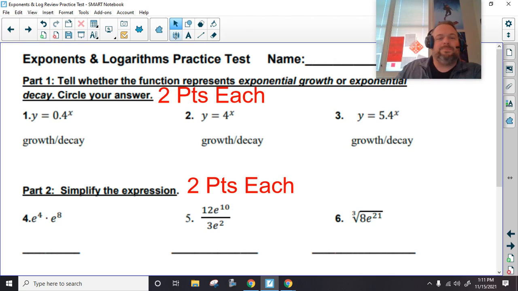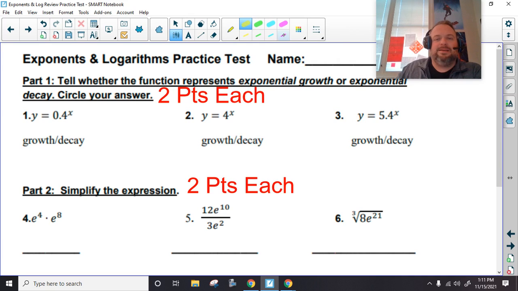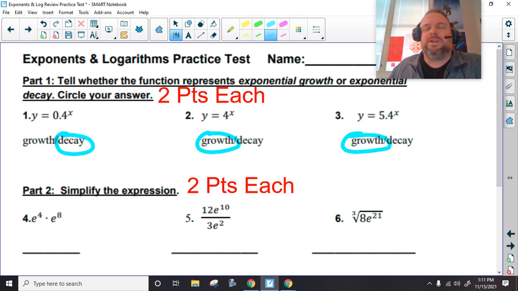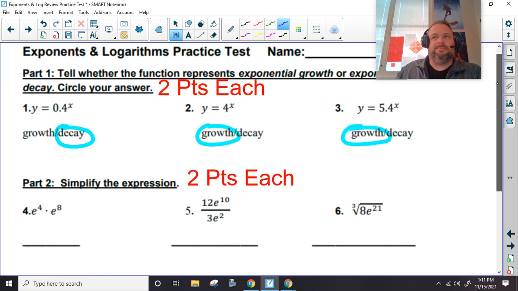All right, so these are fairly easy. That's why they're 2 points apiece. So the reason we have decay, growth, and growth is that whatever's being raised to the x power, if it is between 0 and 1, it's decay. If it's above 1, it's growth. Kind of fairly simple on that one. Hence the reason for 2 points.